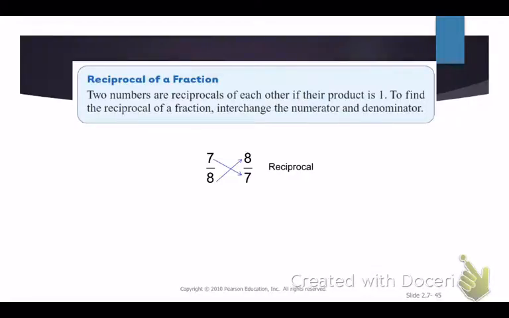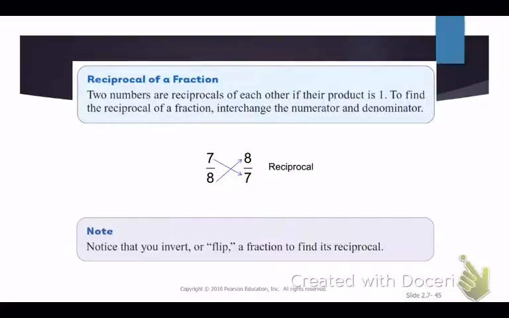Well, we're going to talk about that in just a second, but first thing you need to know is what a reciprocal is, and that is two numbers are reciprocals of each other if their product is 1, meaning if we multiply them together you would get 1. To find the reciprocal of a fraction, you seriously just change the numerator and the denominator. You flip them over. Okay, so if you look at 7/8, all we simply did was we flipped them over. The 8 became the numerator, the 7 became the denominator, and that's what a reciprocal is. It's when you flip the fraction.